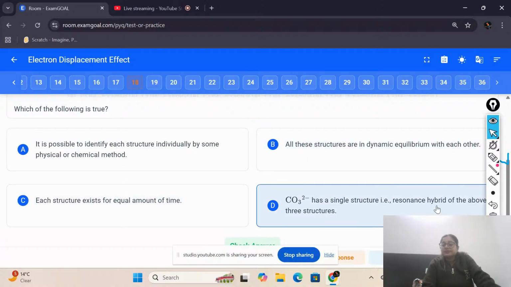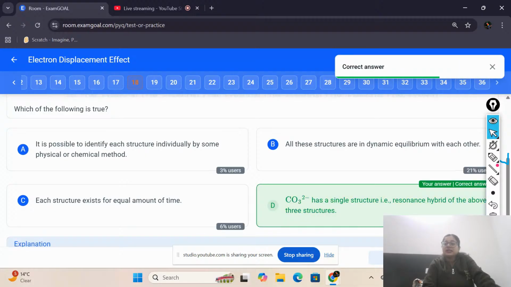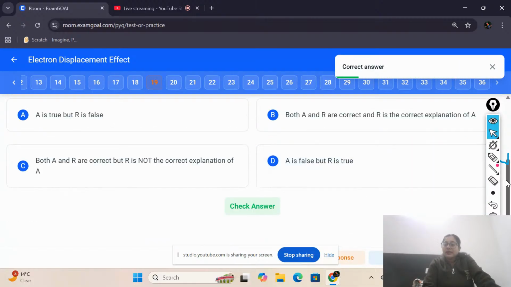Here, CO3 has a single structure, the resonance hybrid. Yes, it actually has a single resonance structure, that is the resonance hybrid. This is correct. Coming to the next question.